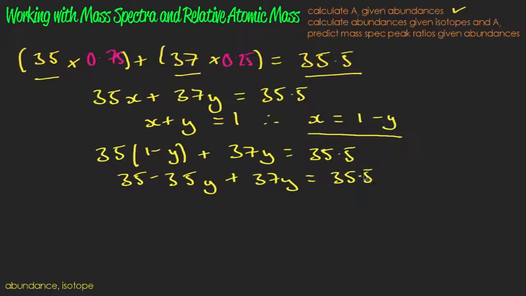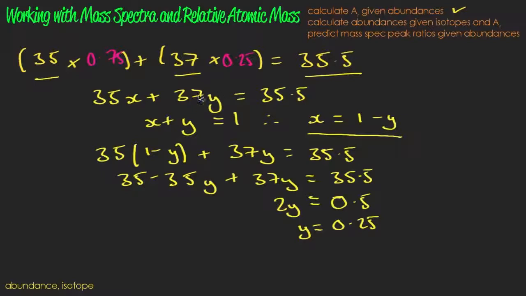So we've got a 35 here and a 35.5 here, so we can take 35 away from both sides. That gives 0.5. Then the y terms, we've got minus 35y and plus 37y, so that leaves us with 2y, and therefore we can say that y is equal to 0.25.